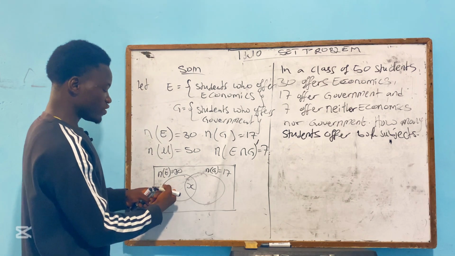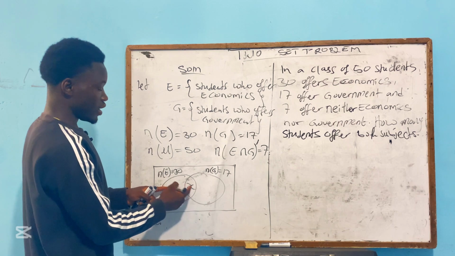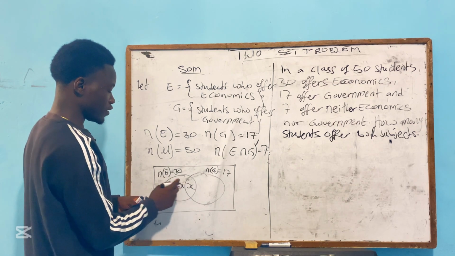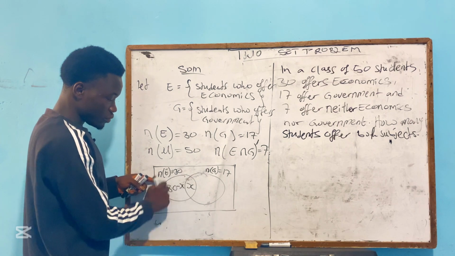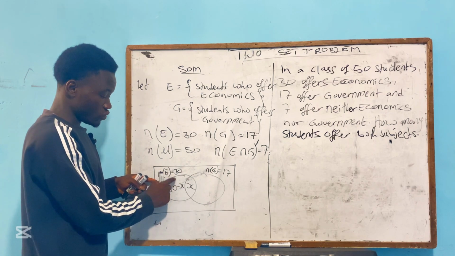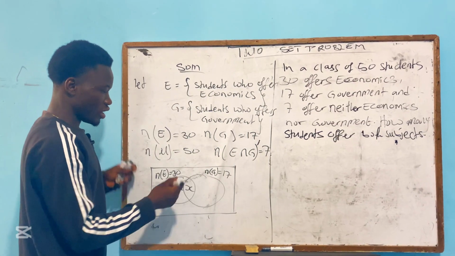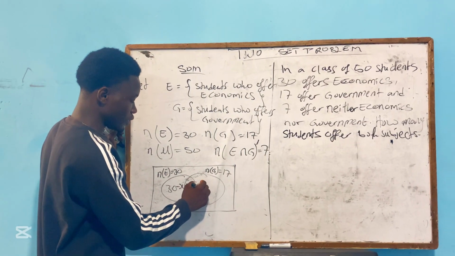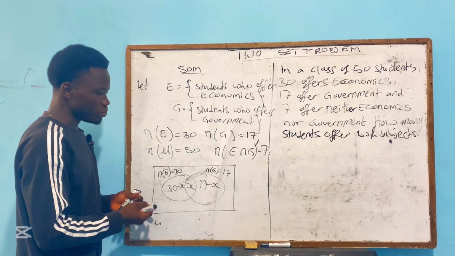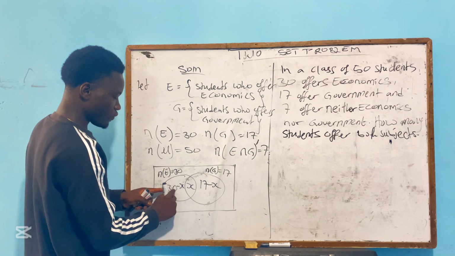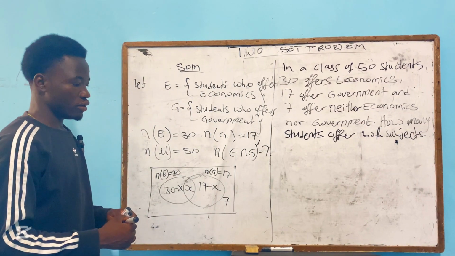Therefore, those who study only economics is when I remove the x from it. So I have 30 minus x, that means I subtract x from the 30. Remember, the whole of the circle is those who study economics, so when I remove the x away, it means those who study only economics but not government. And then here I have 17 minus x. Now remember, there are some people who do not fall inside this circle nor this one, and that is the 7 here.